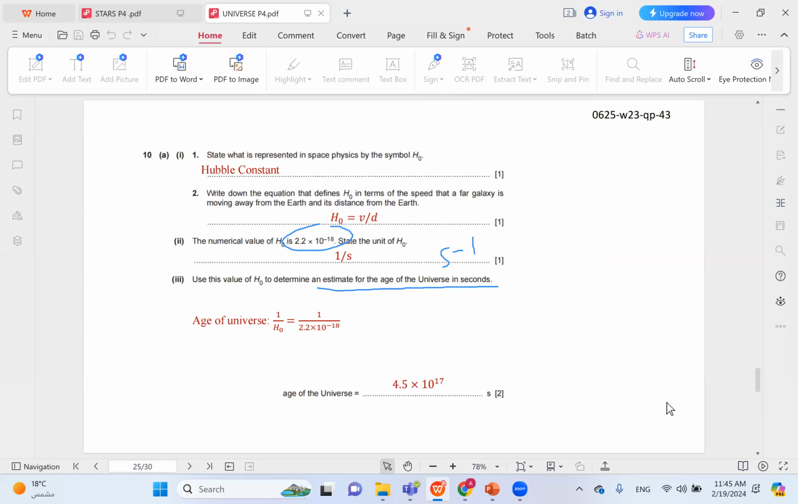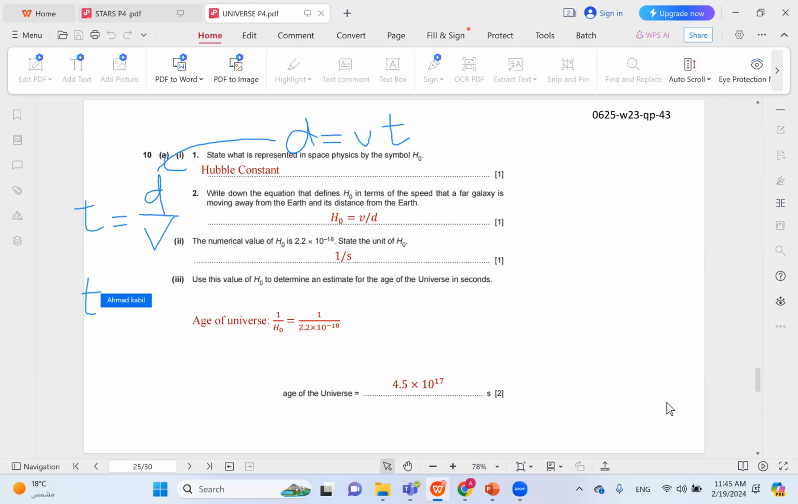So how do we get the age of the universe? The age of the universe is the time it has taken, right? And what do we know about time? We know that time is distance over speed, because distance equals speed times time. So we can deduce that time is distance over speed. So in another sense, we can deduce that time is actually 1 over h naught, because h naught is sort of like 1 over time. So therefore, if you want the total time taken in the universe, what would that be? That would be 1 over h naught.